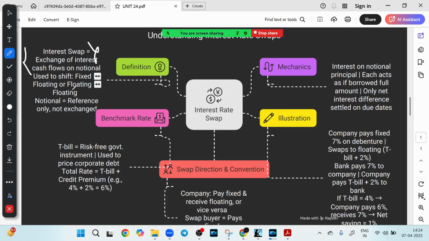So what we just learned is that in an interest rate swap, only interest flows are exchanged. The principal is not exchanged. It helps manage exposure to changing rates. It is great for cost saving, flexibility and financial engineering, right?